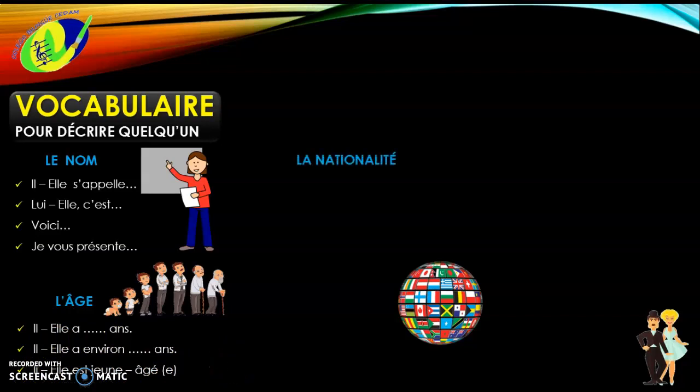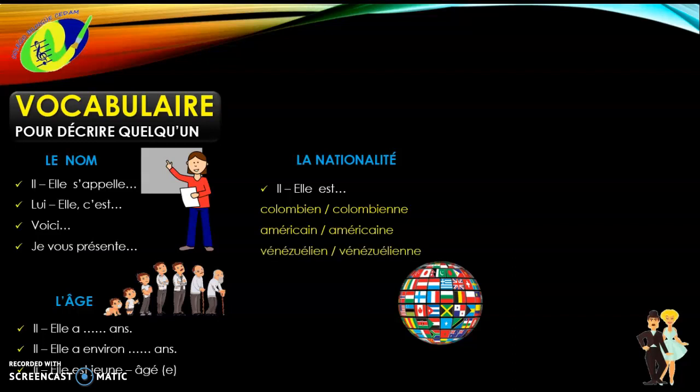We also have la nationalité. You have to start nationality using this expression or this structure. Il est or elle est. Il est for masculine, elle est for feminine. Est means is. He is or she is. Some examples. Il est colombien, elle est colombienne. Il est américain, elle est américaine. Il est vénézuélien, elle est vénézuélienne. Il est français, elle est française.